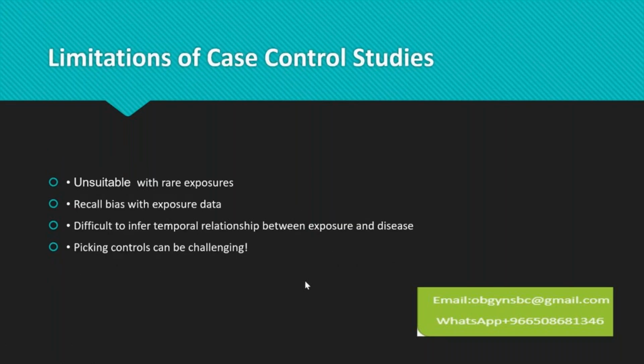So there are some limitations of case control studies. The data may not be very helpful. They are unsuitable for rare exposures. Now they are excellent for rare diseases, but they are unsuitable with rare exposures. Then there is recall bias with exposure data, and it is difficult to infer temporal association between the exposure and disease. Then picking controls can be challenging.